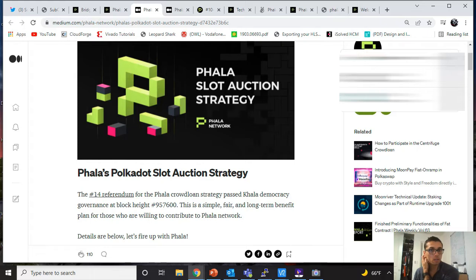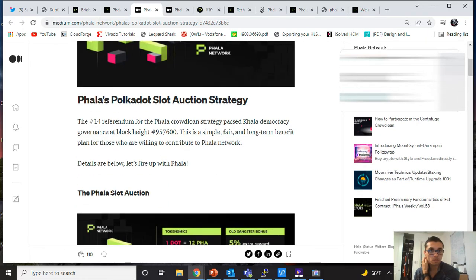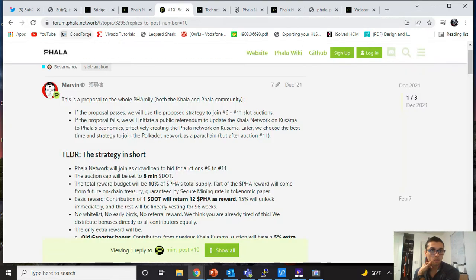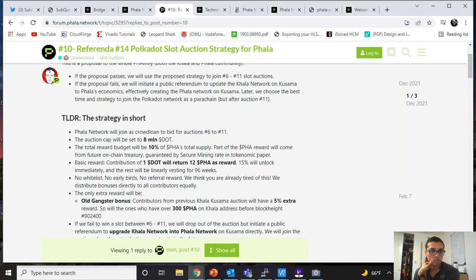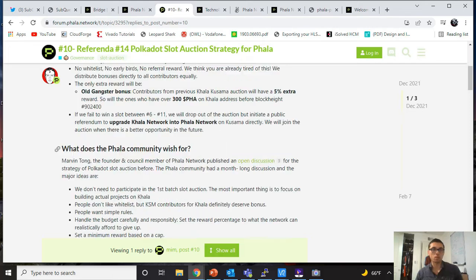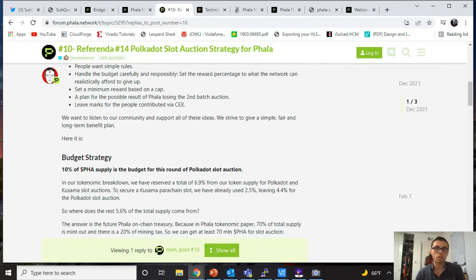So that's their slot auction stuff. I don't know if I want to say anything more about that. On their forum, forum.phala.network, they talk about their strategy. They're going to bid for auctions number 6 to 11. You can read all their information here on that part.